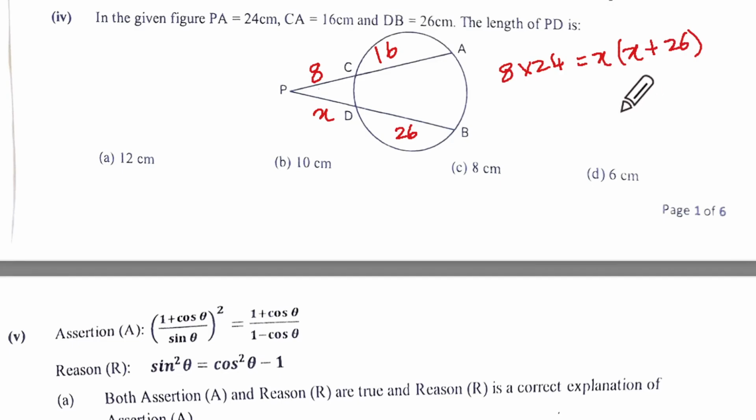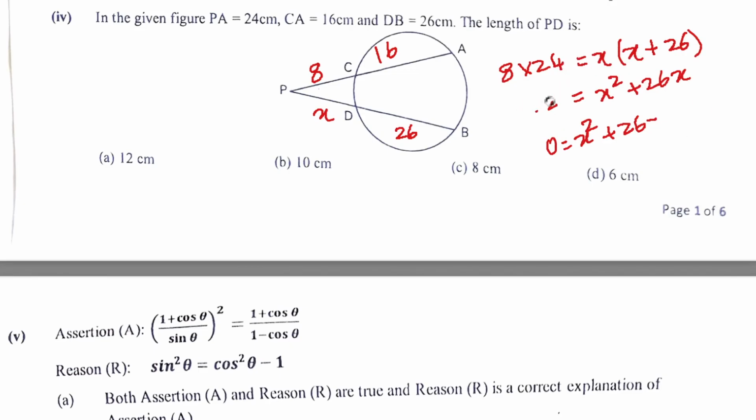Okay. So some of you did the options, substitute 12 here and 12 here, and then you checked whether it's the same thing, correct? That's also very good. Here it will be 24. This will be 192 equal to x squared plus 26x, correct? So 0 is equal to x squared plus 26x minus 192.